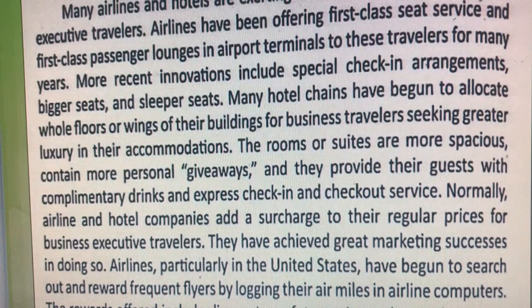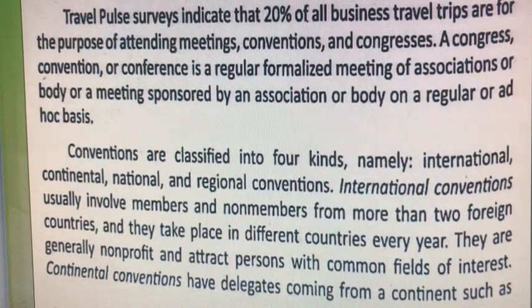So, yan yung mga pakulo ng mga airlines, ng mga hotels, syempre para naman continued yung patronage ng mga customers nila, diba? Dapat may mga ganyan talaga.